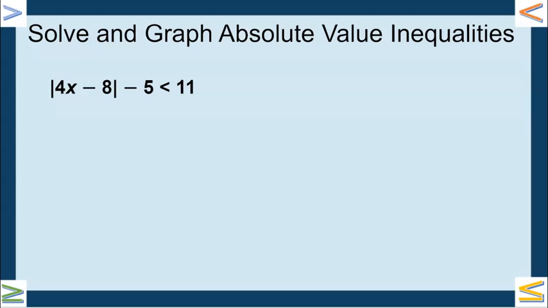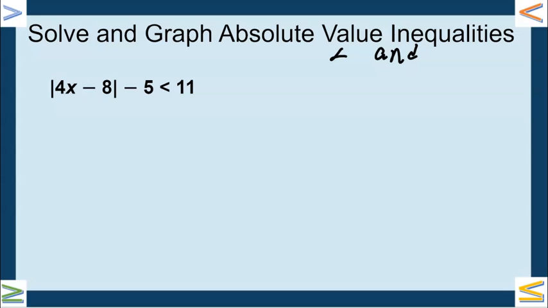Depending on what kind of comparison symbol you have, that will dictate which keyword you use. So let's solve this first example. It says the absolute value of 4x minus 8, minus 5, is less than 11. Anytime you have the symbol less than, think "less than", so it sounds like "and". So when you have the less than symbol, you're going to use the keyword "and". Now let's solve this one.